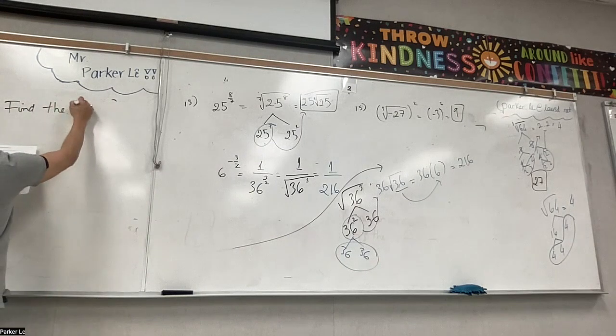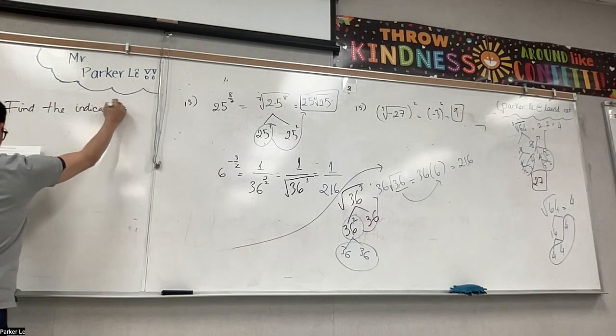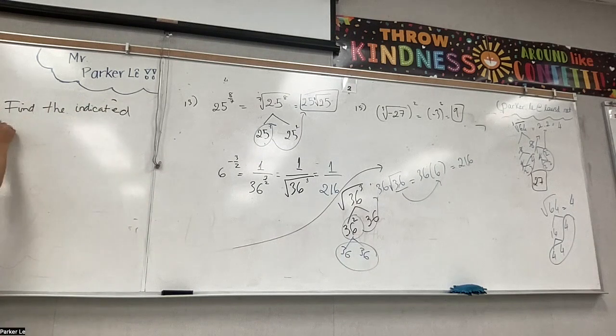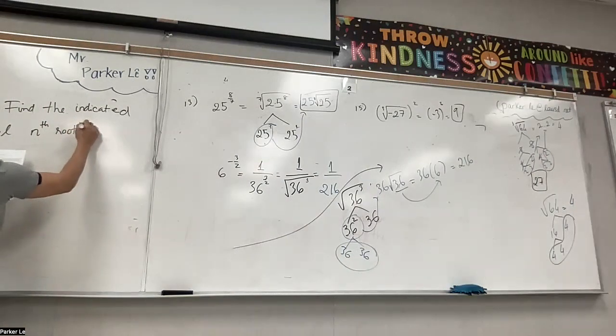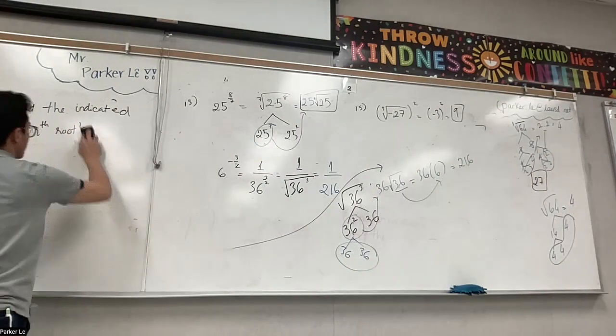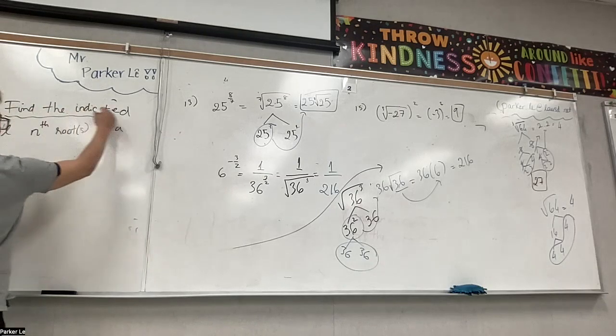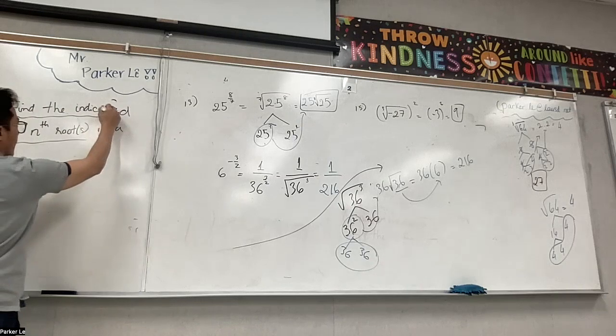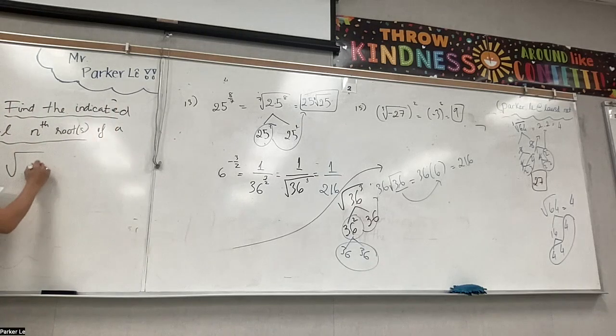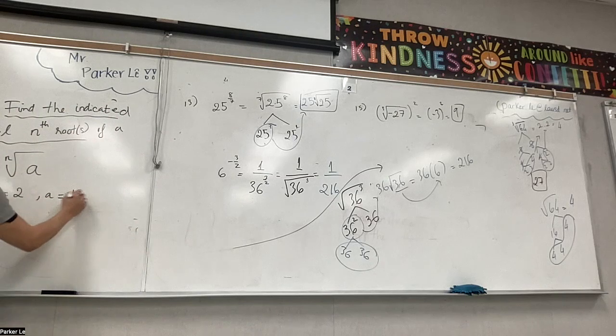Part 4. Find the indicated real nth root of a. Okay, 16. So what you ask me, real? Real. Yeah.